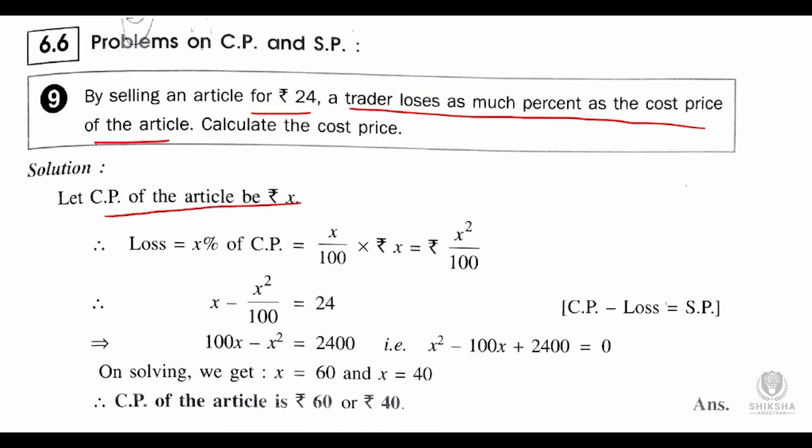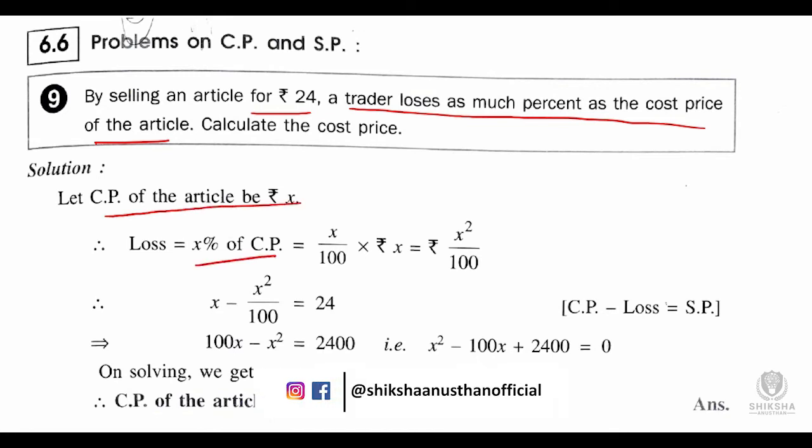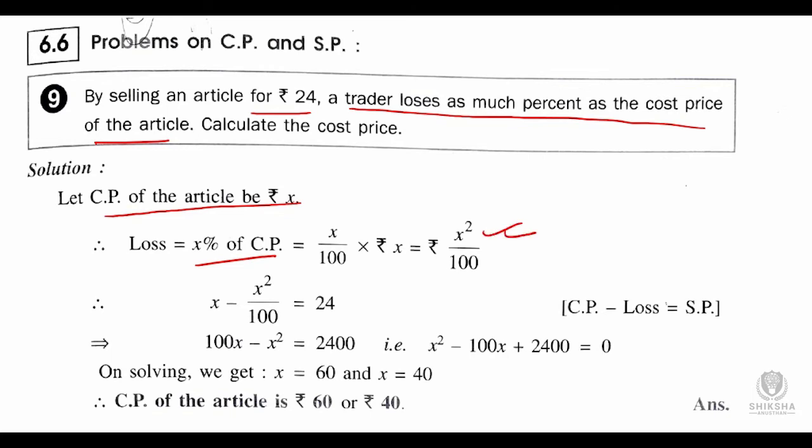And loss is X percent of CP because it loses as much percent as the CP. So the loss is X percent of CP, X by 100 of X, that is X square by 100. Now we know that in case of loss, CP minus loss is SP. So X minus X square by 100 is 24. In solving, we get X is 60 or X is 40. So CP of the article is either 60 or 40.